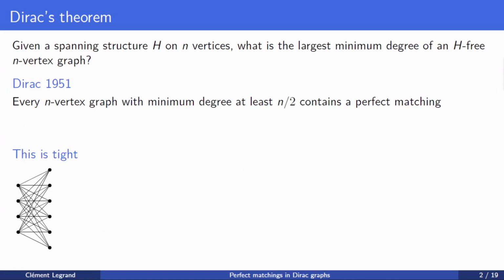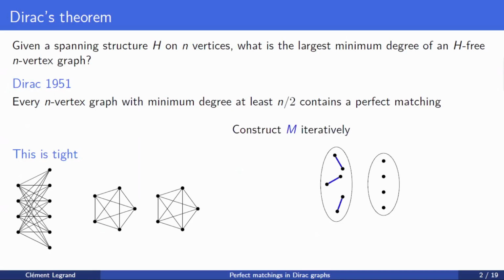You can see this by taking bipartite graphs with the two sides slightly unbalanced, with minimum degree just below n over 2. Or you can also take two cliques. This is also just below n over 2, and you don't have perfect matchings because of parity reasons. You also don't contain Hamiltonian cycles in those examples. So this is tight, and how do you prove this theorem? It's actually very simple. We use something called the switching method.